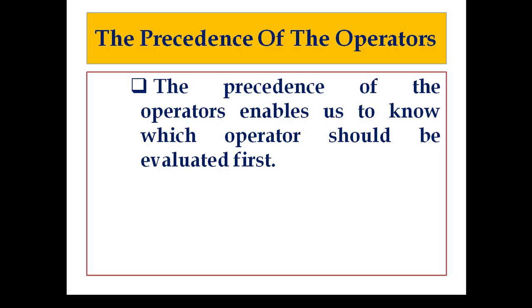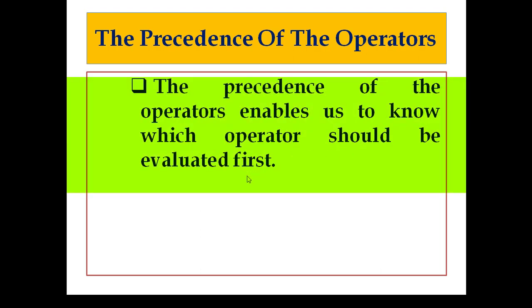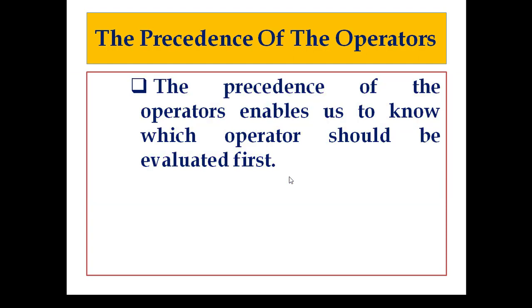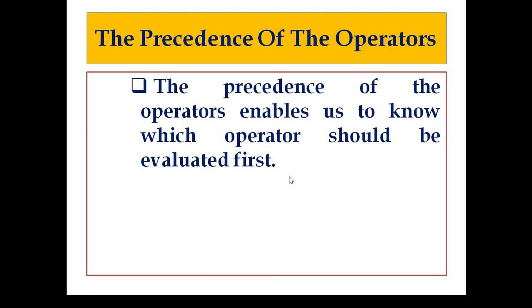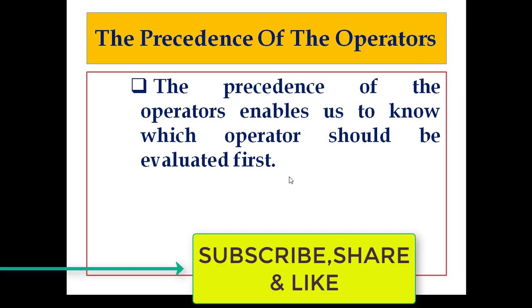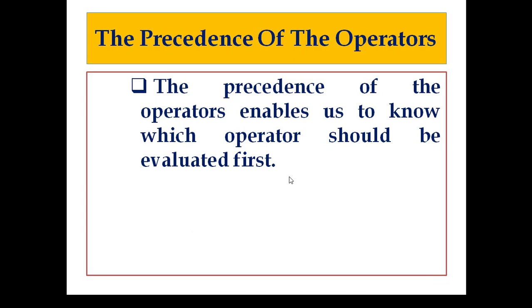So let's begin. What is precedence of operators? The precedence of operators enables us to know which operators should be evaluated first. Suppose in an expression we have, say, 3 different operators: operator A, operator B, operator C, with different operands. There should be some precedence or priority that A is the operator I am going to evaluate first, after that B, after that C, like that, isn't it? Otherwise the expression can't be evaluated.